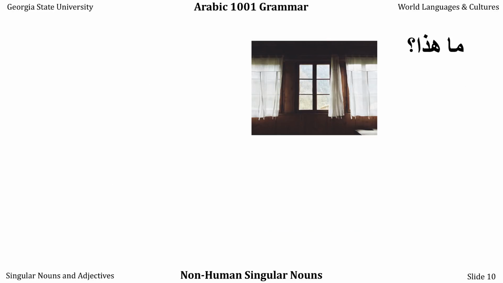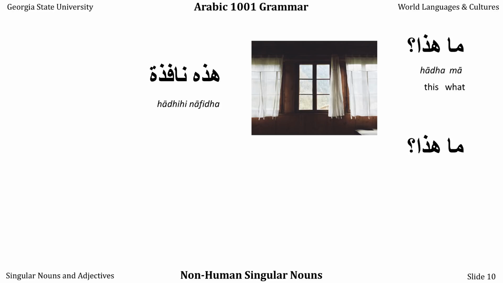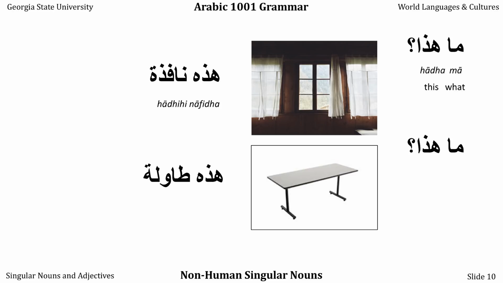Let's look at some new words. Ma hadha. What's this? I don't know what gender it is, so I use masculine hadha. And the answer is hadhihi nafidha. A nafidha is a window. And again, you can see the letter ta marbuta at the end of nafidha, and that makes it feminine in gender. Ma hadha? Oh, here's a table. We're going to say hadhihi tawila. Hadhihi tawila. And tawila, like nafidha and sabura and haqiba, all end with the letter ta marbuta.